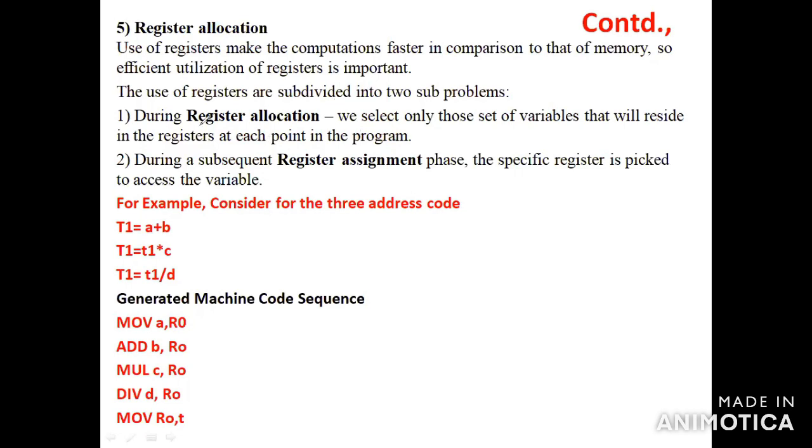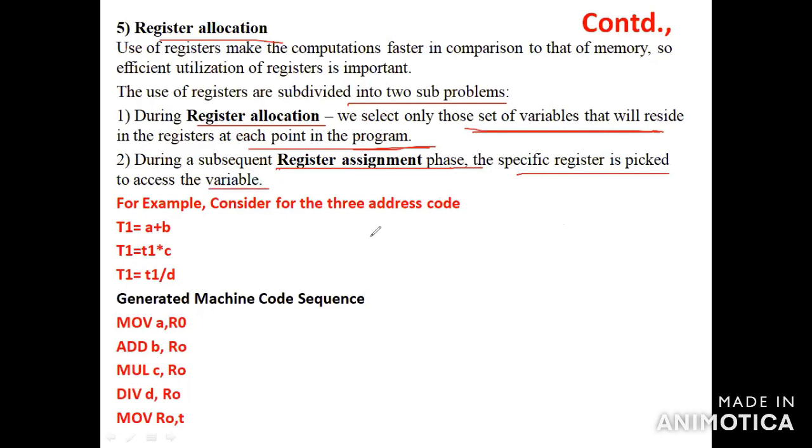In register allocation, there are two important activities done for the register. First one is register allocation. Second one is the register assignment phase. In register allocation, first we select the set of variables that will reside in registers at each point in the program. Second one is the register assignment phase, where a specific register is picked to access the variables.